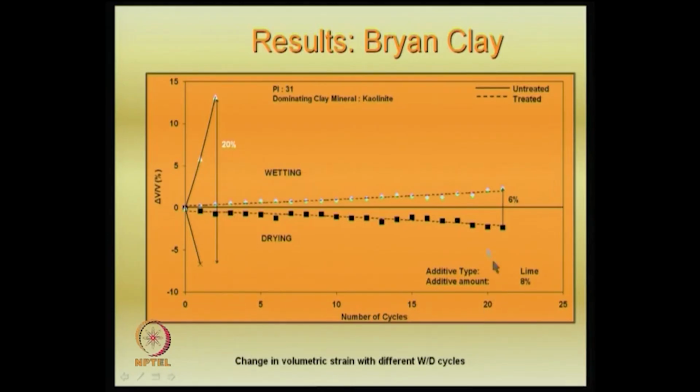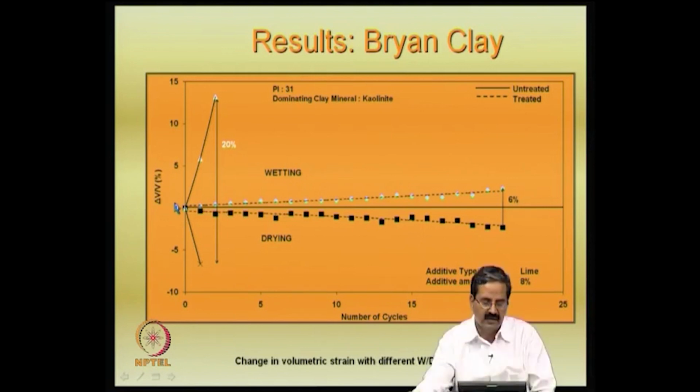You can see that untreated material is like this, whereas treated material is like this. What it means is that the treated material is able to withstand more number of variations because of minimum change in water content, whereas you can see that the untreated material has a big volume change. It is actually expansion, this is shrinkage, the minus sign shows shrinkage.